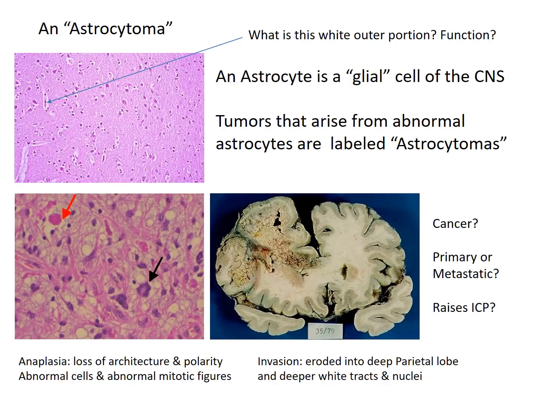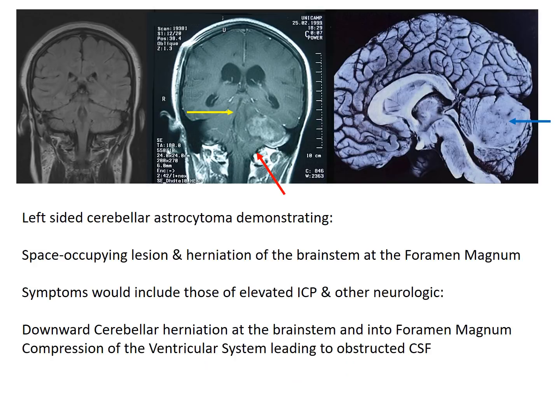All right, so there are some nice pathologic examples of a bad astrocytoma. And then coming back, we looked at this picture already, right? We looked at this, look at that middle coronal CT scan. We looked at that already in terms of the tumor in the cerebellum. Now this is an astrocytoma in the cerebellum.